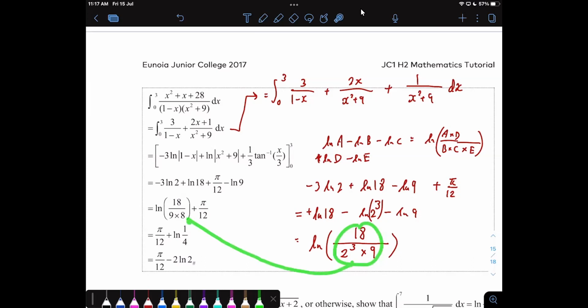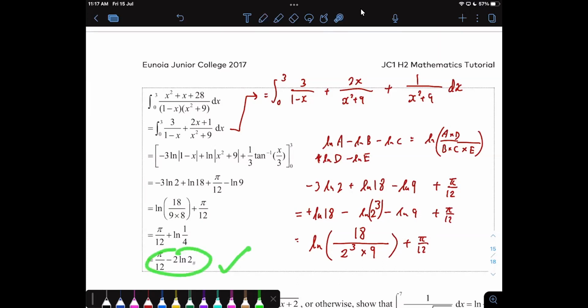That's how they get this guy, 18 over 9 times 9 over 8. 2 cube is 8. Don't forget that plus 5 over 12. Sorry, forgot to write it down. Plus 5 over 12, plus 5 over 12. Okay. Simplify, you eventually get this.